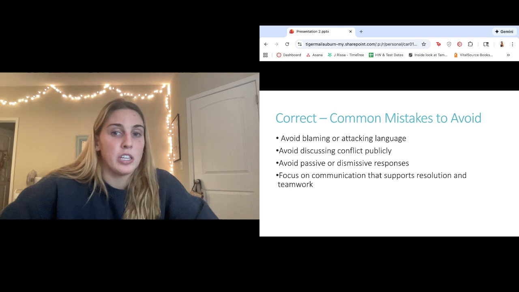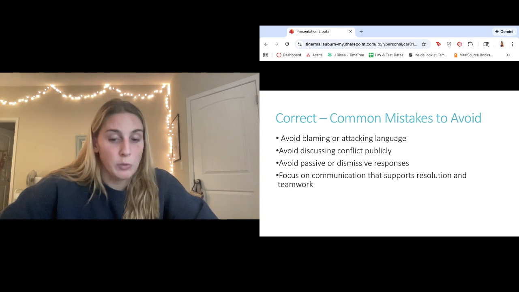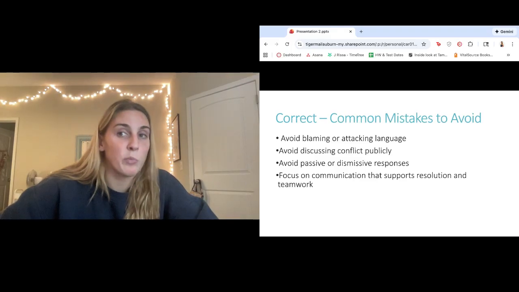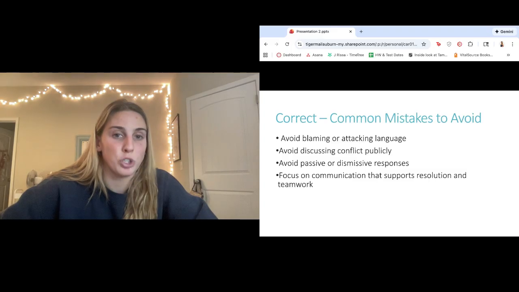Focus on communication that supports resolution and teamwork. Again, coming back to that, the resolution is the main goal here, and we need to balance honesty with respect. It's important to be honest with your teammate, but also show respect with that as well.